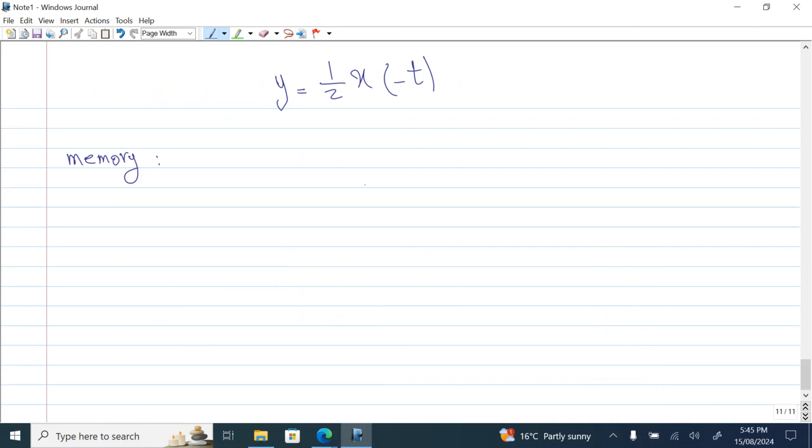I said the easiest way is just to put in time values. If I put t equal to 2, I'll get x of minus 2, which is in the past. Or if I put t equal to minus 2, I'll get x of 2, which is in the future. So this system has memory. Example is t equal to 2. So y at t equal to 2 is equal to half x of minus 2. Because this is in the past, it has memory.